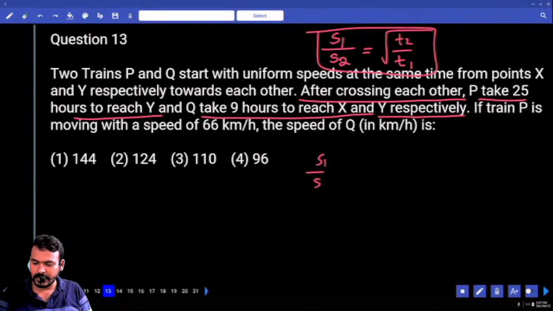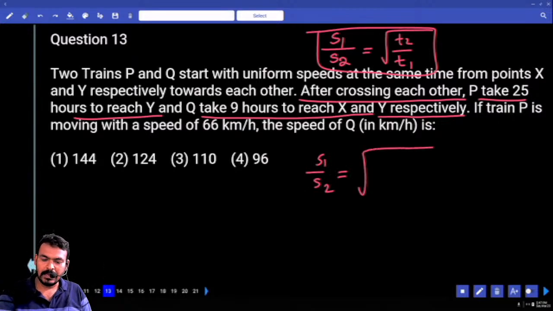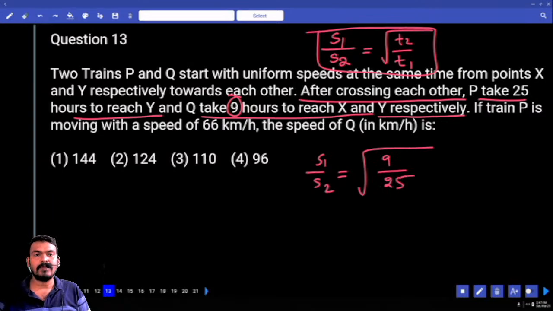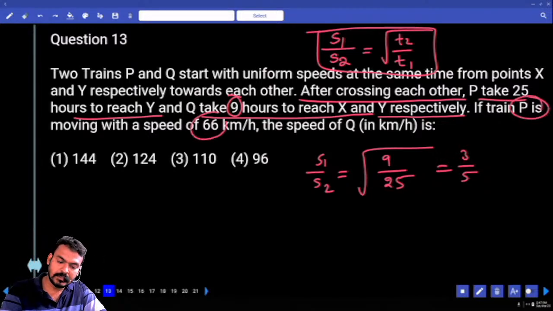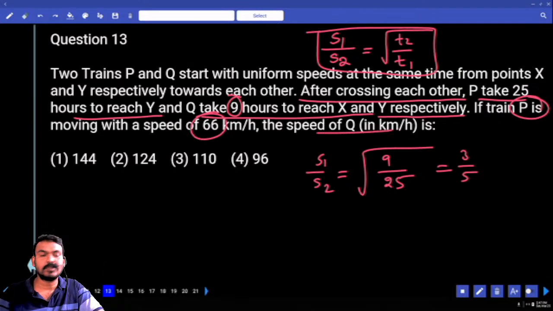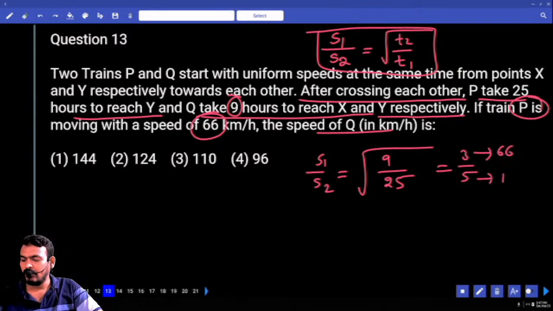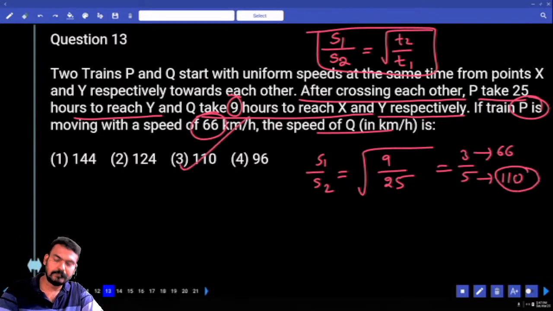S1 by S2 is equal to, what is the T2 value? 9 hours. And what is the T1 value? 25. Square root of 9 by 25 means 3 by 5. What is the speeds ratio? 3:5. What is the first one's speed? 66. But we required the second one's speed. What is the value of 3 parts? 66. Then the 5 parts value? 110. After passing or after crossing, we always use the formula S1 by S2 equals square root of T2 by T1.